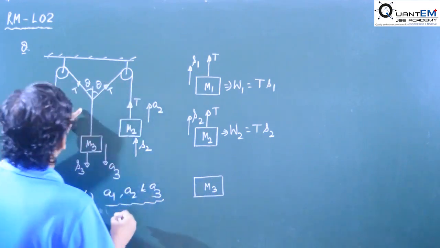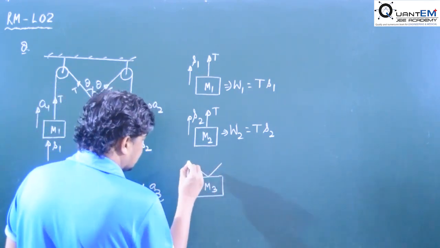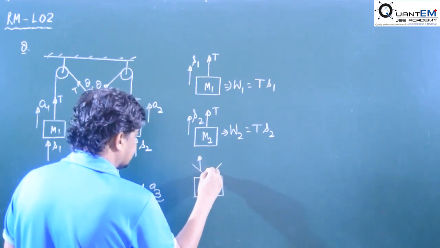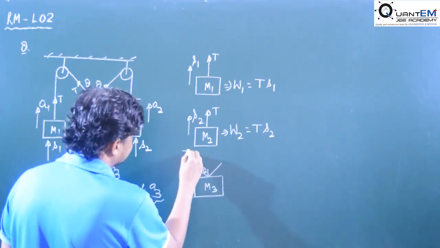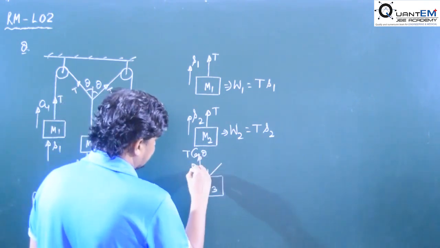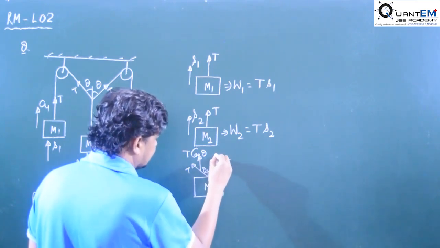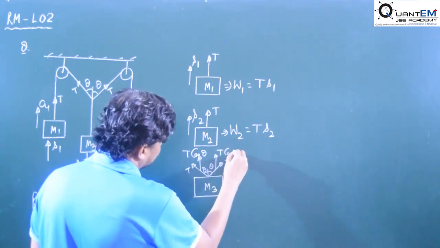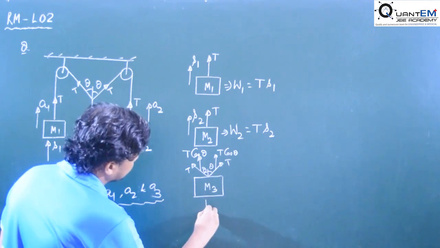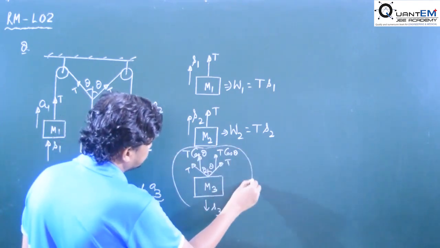Now we come to the third mass, M3. So see, for this part tension component is what? This angle is theta, it is T cos theta, and it is T. This angle is also theta. If this tension is T, so upward tension is what? T cos theta, but the displacement is in the downward direction.